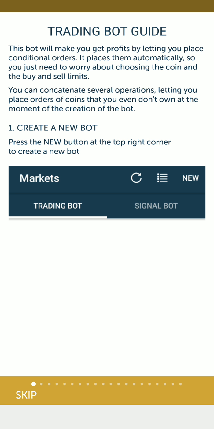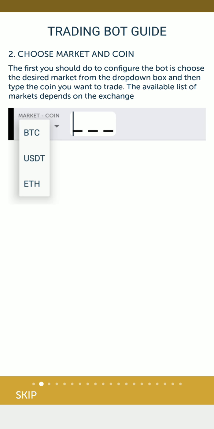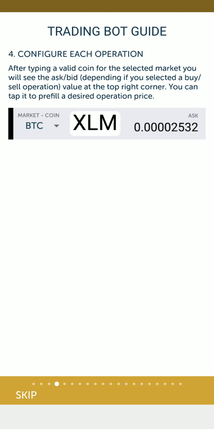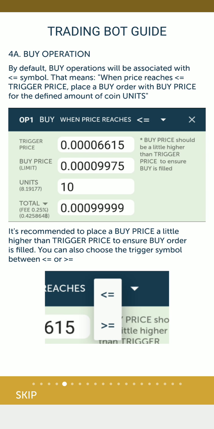So you can go through here, let's create a new bot. Choose your market and coin, Bitcoin, USD, Ethereum, and I'm pretty sure the Binance coin is on there. Buy, sell, stop loss, buy, stop. This is what I'm super excited about. Configure each operation. So you choose the coin, the market, and then you get into the actual bot.